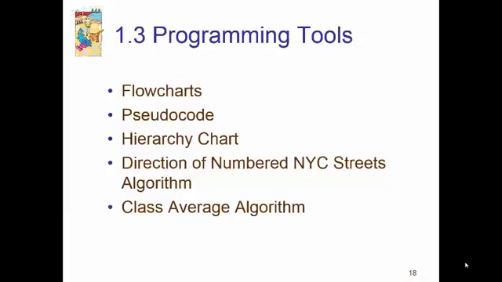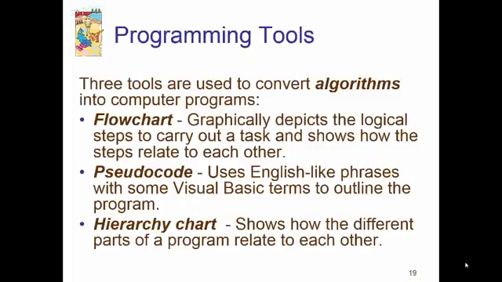So in doing that, there's a number of different tools that we can use. There are 3 tools in particular that are used to convert algorithms into computer programs. The first is a flowchart. A flowchart graphically depicts the logical steps needed to carry out the task and shows how the steps relate to each other. We could also use pseudocode. Pseudocode uses English-like phrases with some knowledge of Visual Basic terms to outline the program. The third is a hierarchy chart, which shows how the different parts of the program relate to each other.